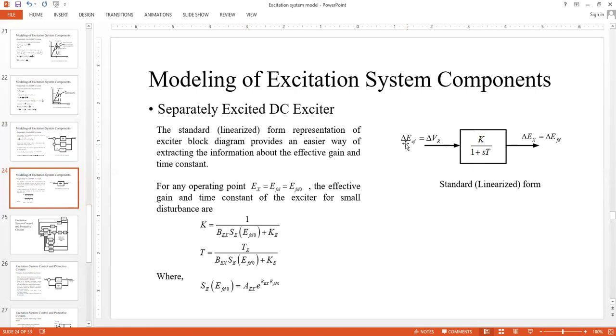So now we have delta EF equals delta VR on the input side, and on the output side, we have delta EX equals delta EFD. And you see, finally, we come up with a very simple representation with a single block for representing the separately excited DC exciter. Any question till now?